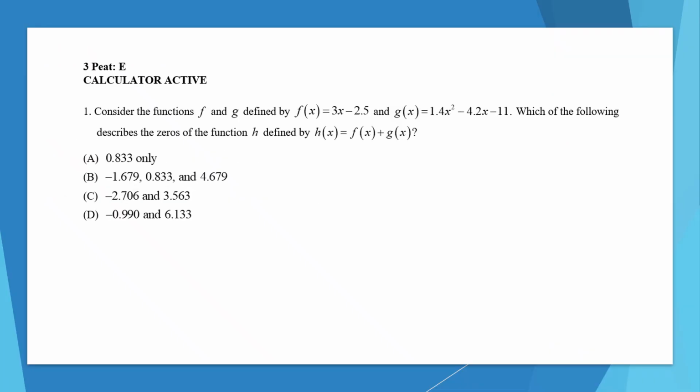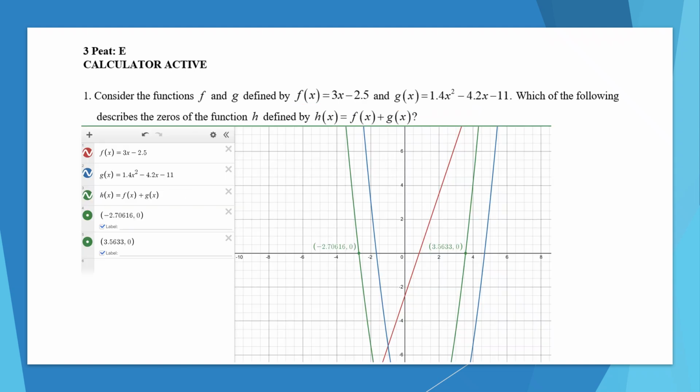All right, so let's start with number one here. Here we have the functions f and g, which are both polynomials, and we want to find the zeros of these two functions being added together, defined as h of x. So what we're going to want to do here is have a Desmos screen like so.